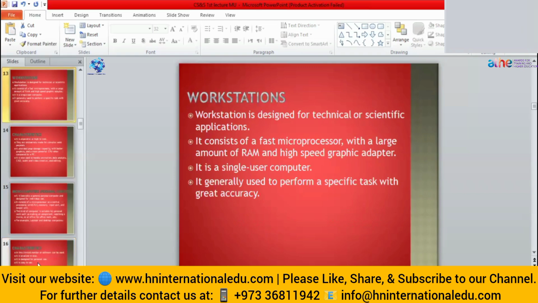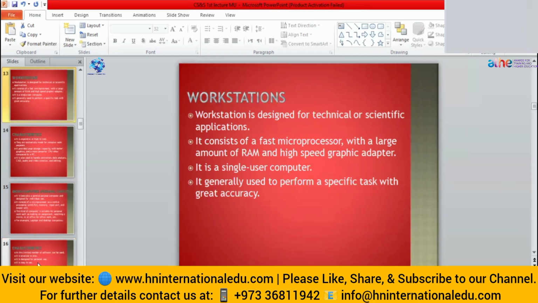Now the workstations. They are dedicated computers, specific computers. They can do a specific task, a single task at a time. They are designed for technical or scientific applications.